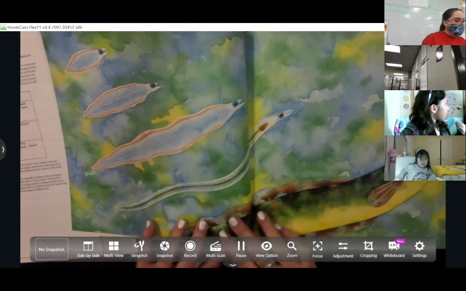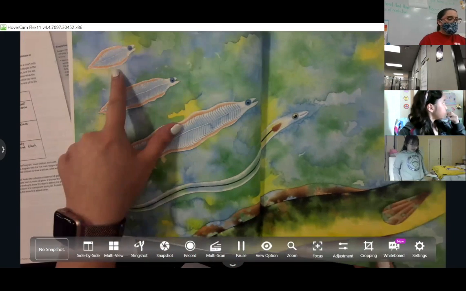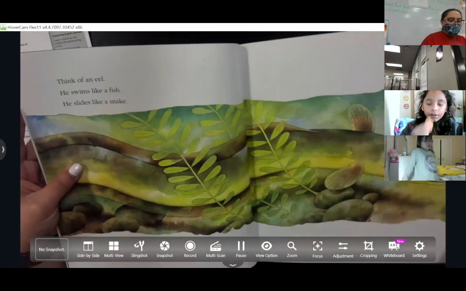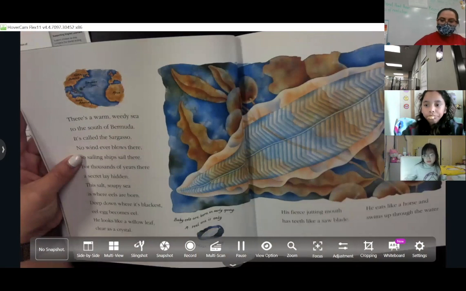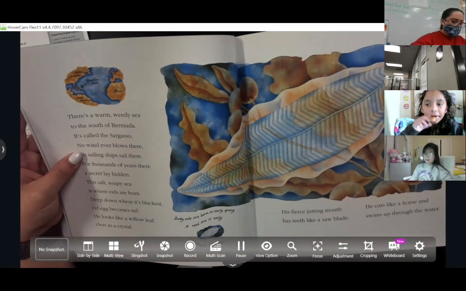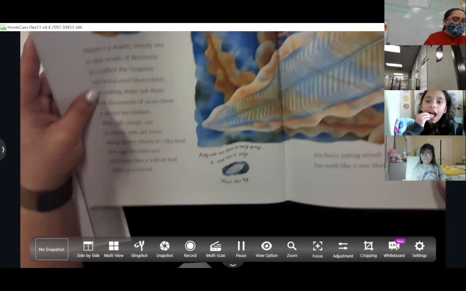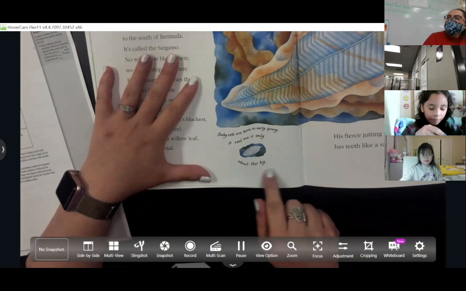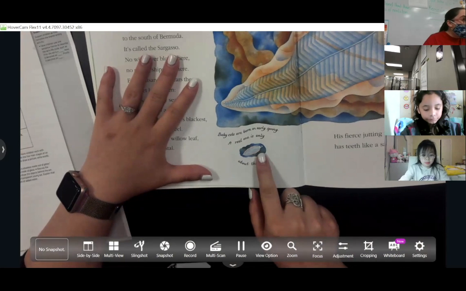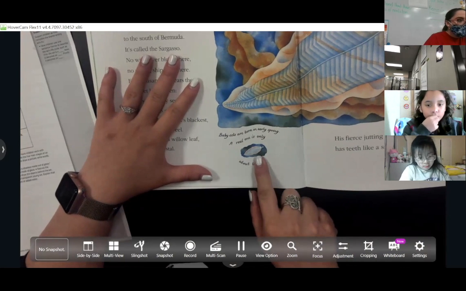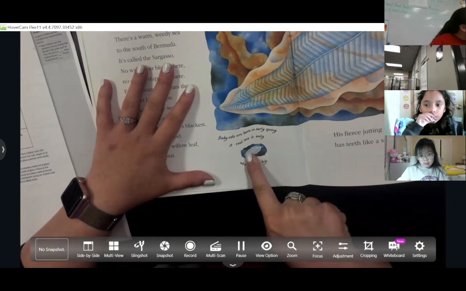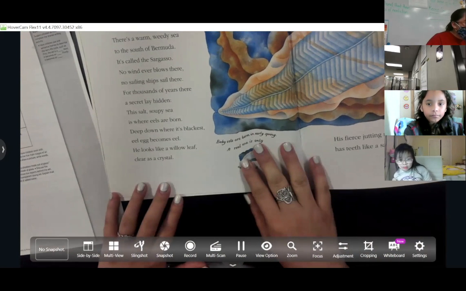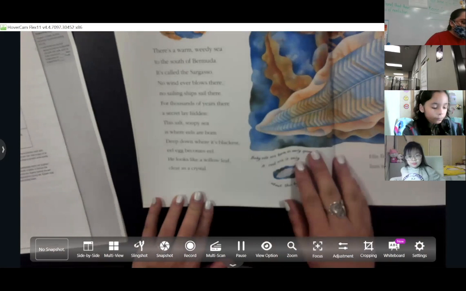Okay. It looked really tiny. Let's see if we can find the page in the book that showed it. Okay. So right here it said baby eels are born in early spring. A real one is only about this big. That's really small. Oh my goodness. My fingernail is like half the size. That's so small. But what words did they use to describe it?